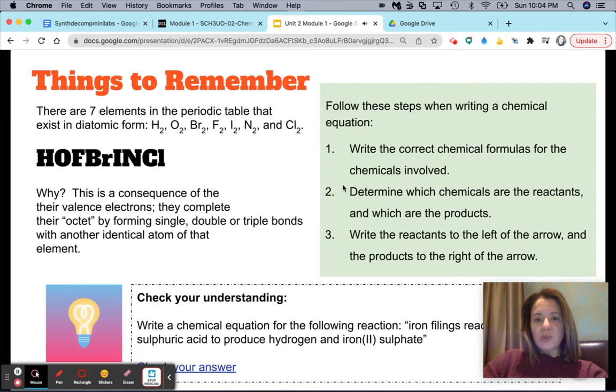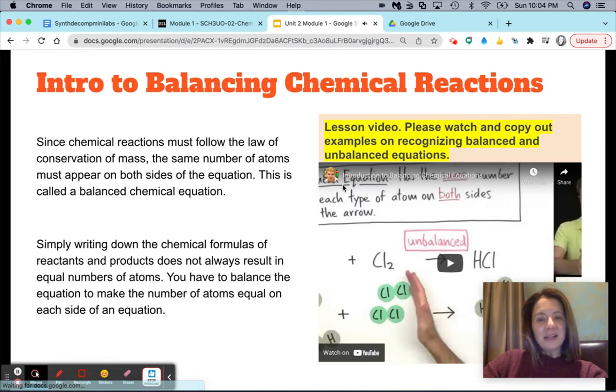What you want to do is make sure that you go through each slide carefully, because balancing equations is a really important thread that takes us throughout the entire course, especially this unit when we talk about types of reactions. So it's really important that you get a good handle on that.